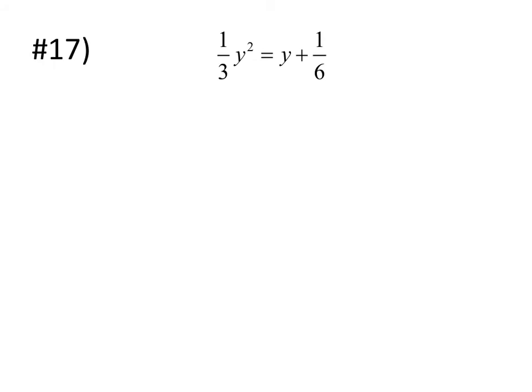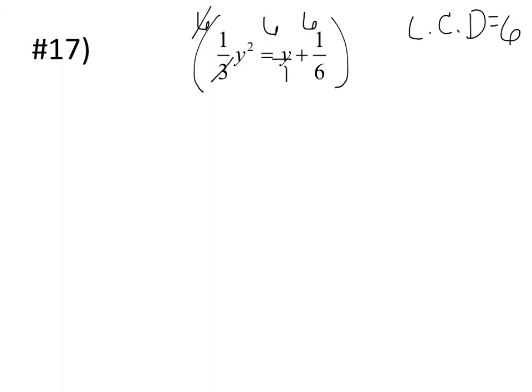All right, 17. 1/3 y squared equals y plus 1/6. So just like the last problem, I think that worked out nicely. Let's go ahead and multiply the whole thing by the LCD first. In this case, I need a least common denominator of 3. I can go ahead and put my y over 1. 1 and 6. So it's going to be 6.